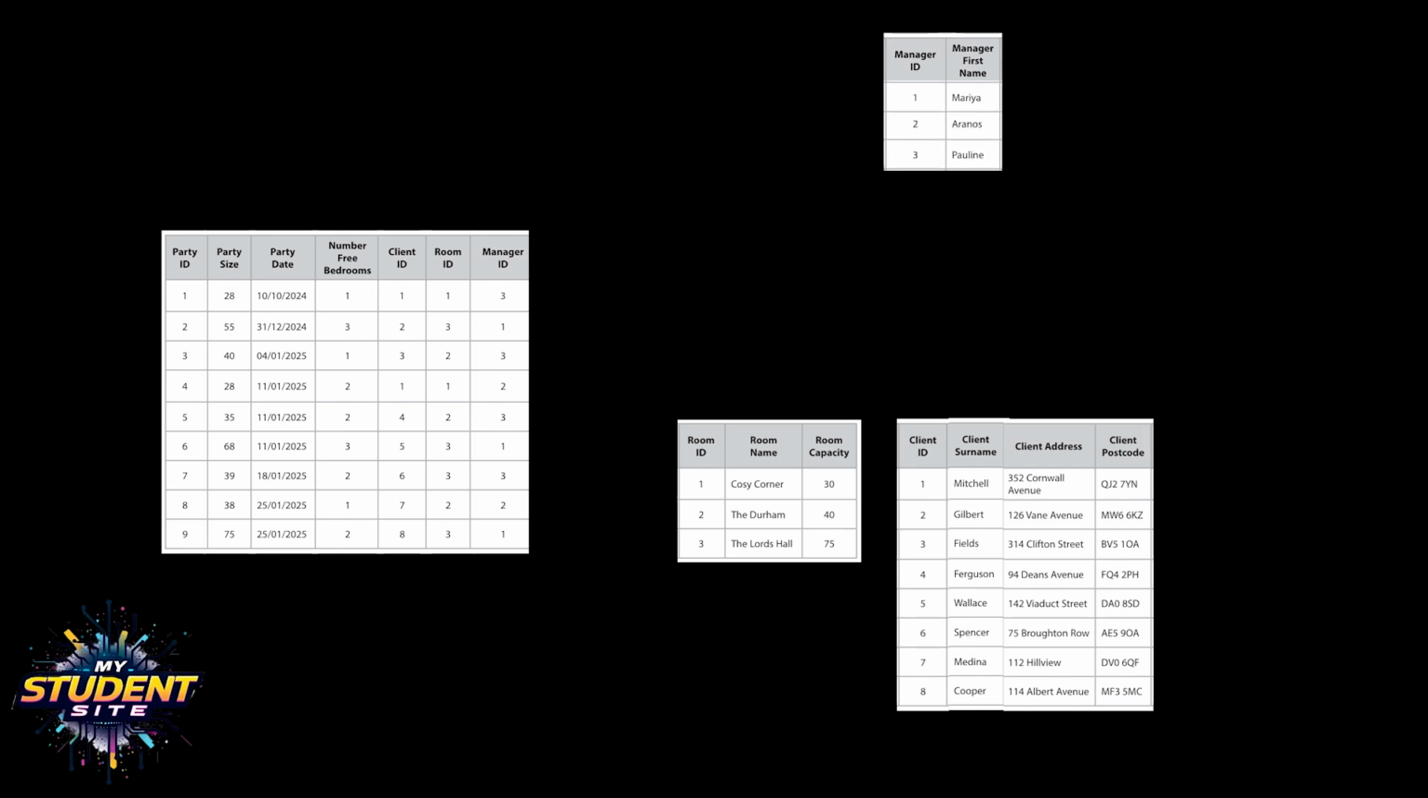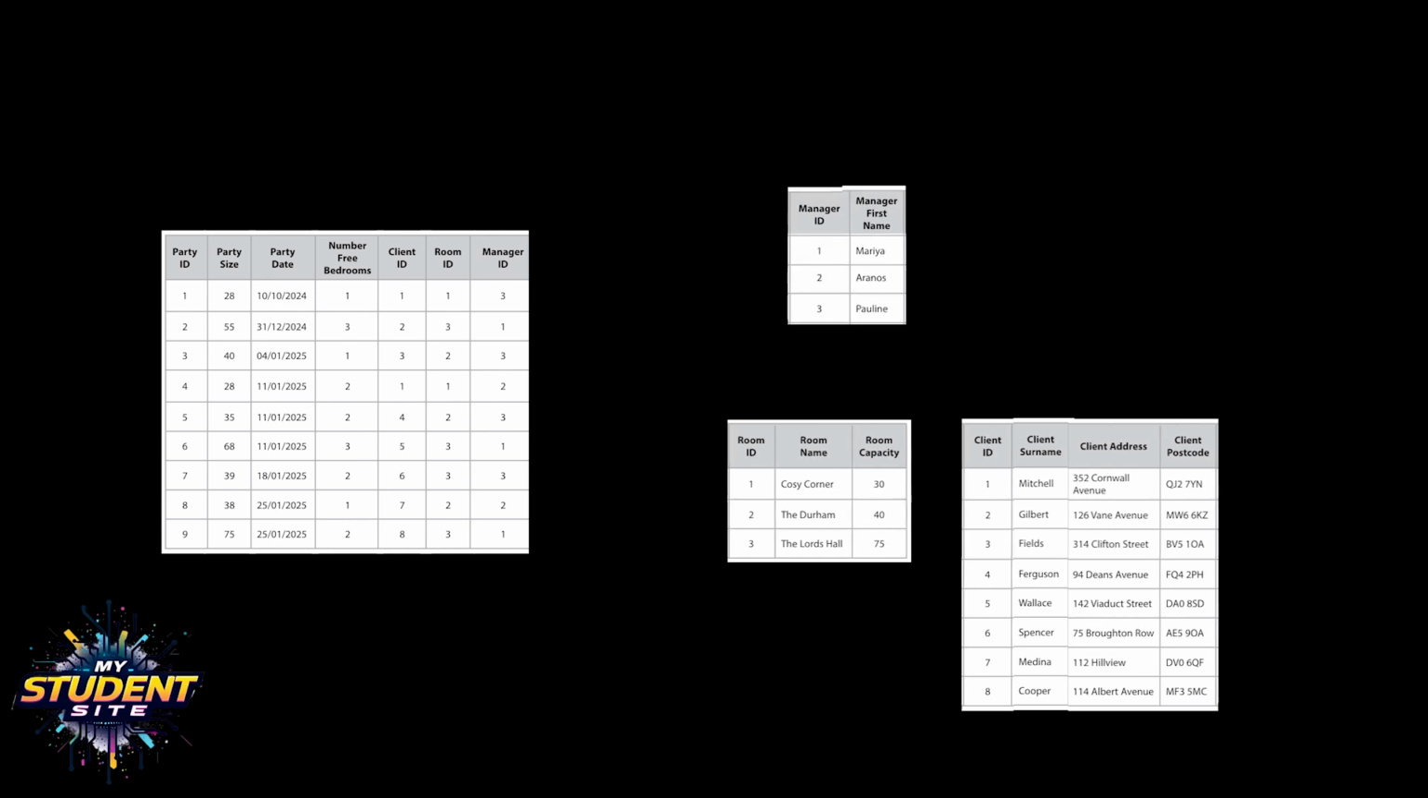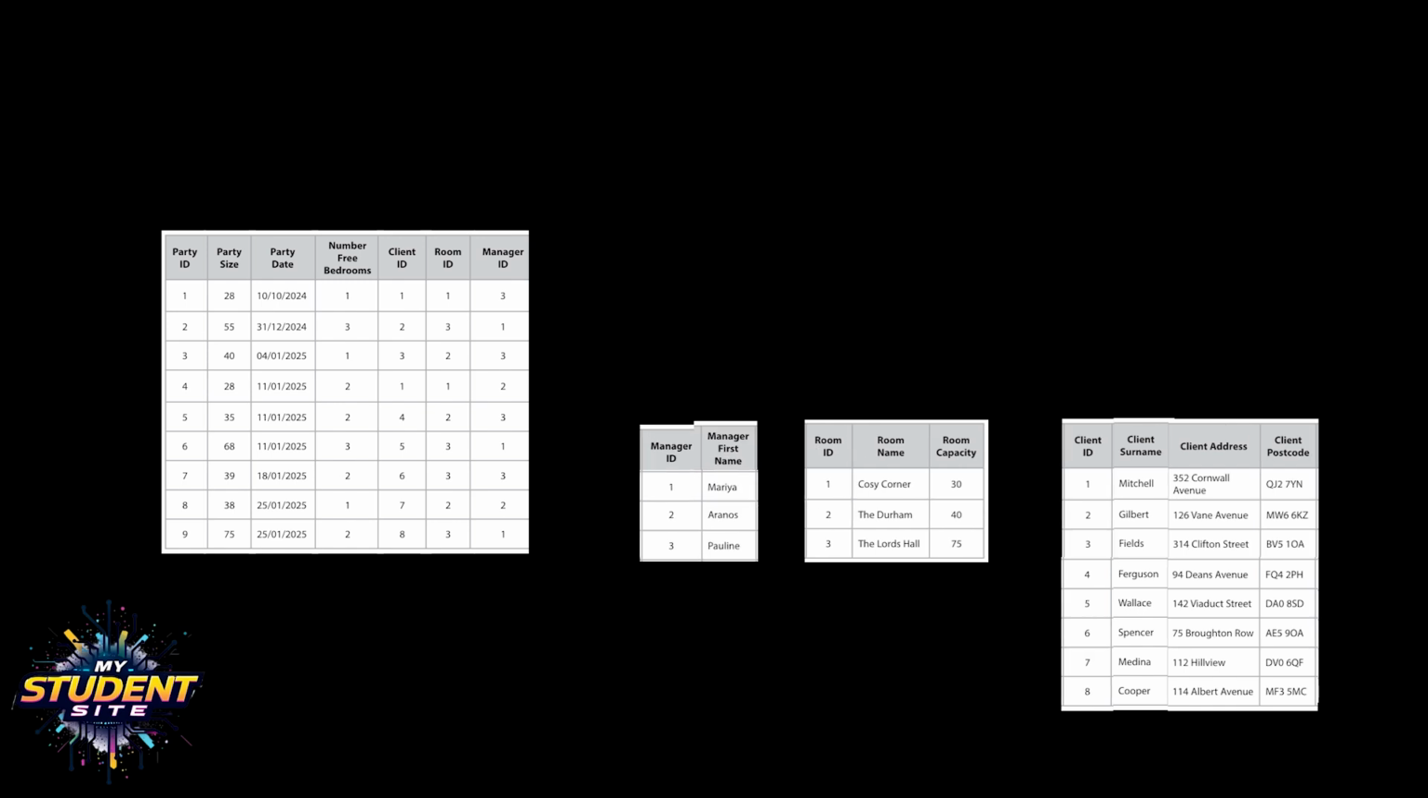Next, we're going to look at how we can link these tables. So I'm just going to shift these tables over, and we're going to draw some lines between the 3 tables and the one big main table. These lines represent the relationships between the tables.